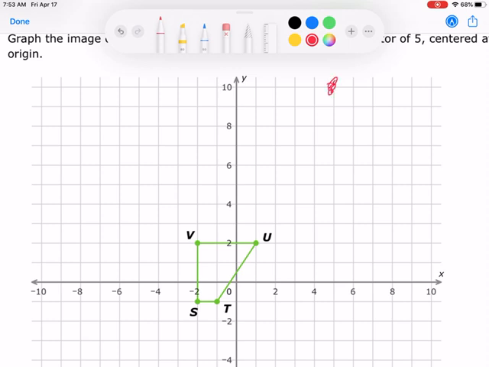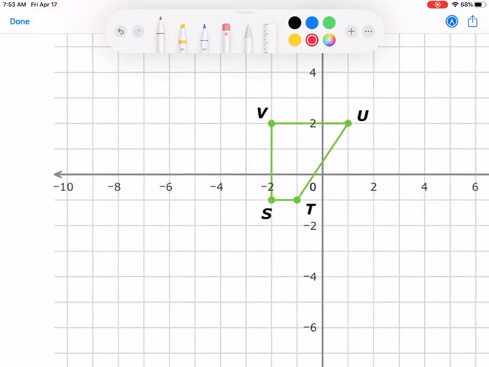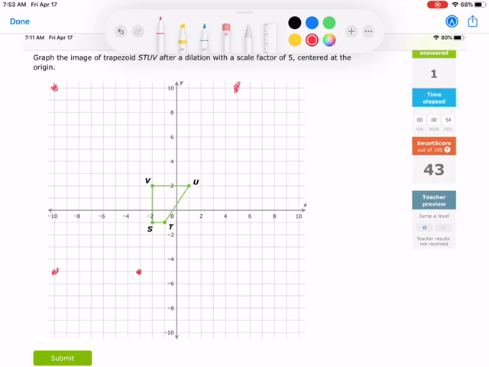There's U right there. V, negative 2 comma 2, so times both numbers by 5, so negative 10 comma 10. It's way over there. Negative 2 comma negative 1, so times 5 is negative 10 comma negative 5. Negative 1, so negative 5, negative 5. Wow, that's big. Huge. There we go.